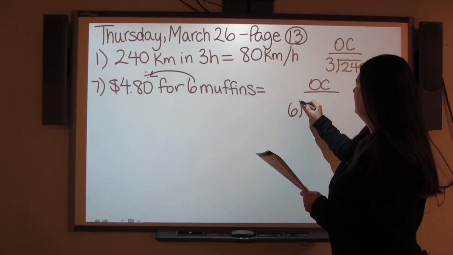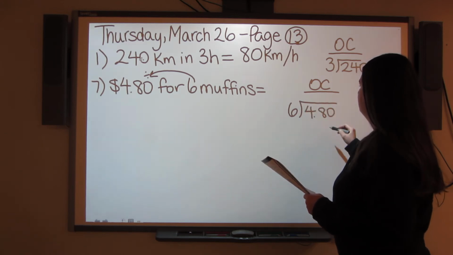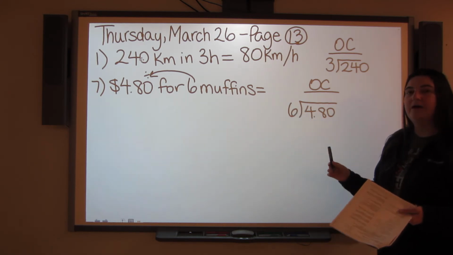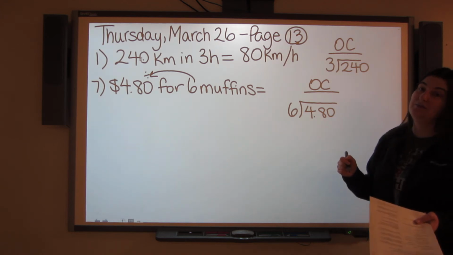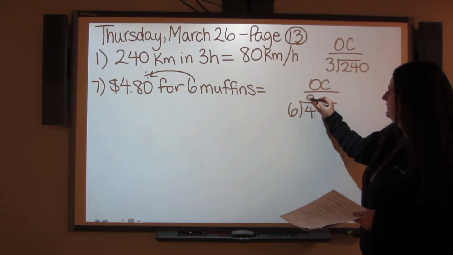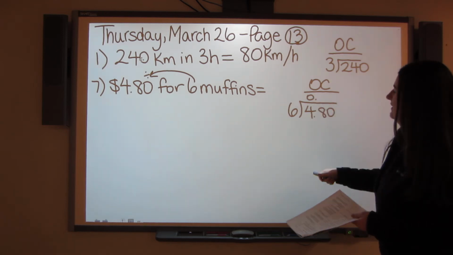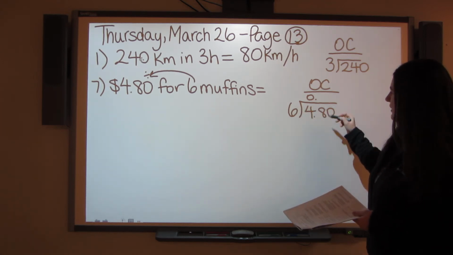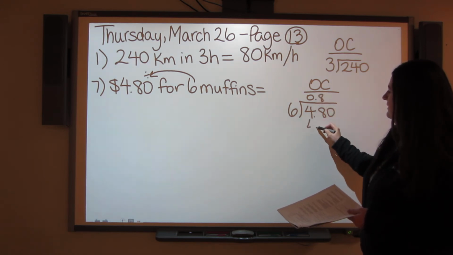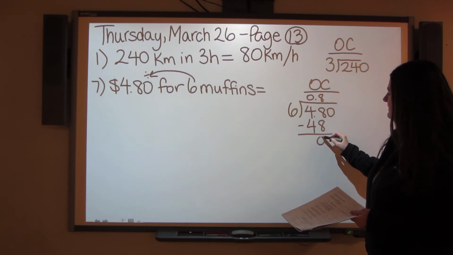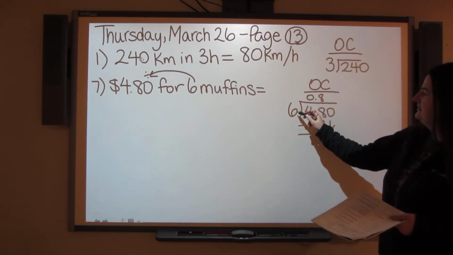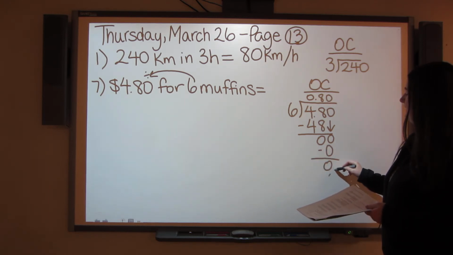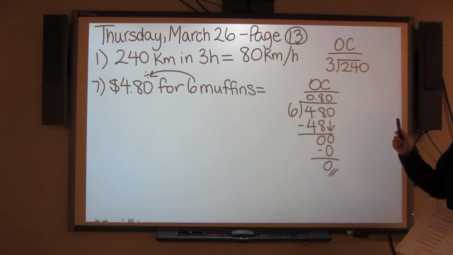I have 6. I need to divide it into $4.80. So when you're dividing with decimals, take a look. Can you do 6 into 4? No. 4 is too small. So if I move past the decimal, I have to put a decimal in my answer. So now I can do 6 into 48. 6 into 48, we know, goes 8 times with 48. 0 left over. Drop your 0. 6 into 0 is, of course, 0. Anything into 0 is 0. And 0 remainder. So my answer is 80 cents.